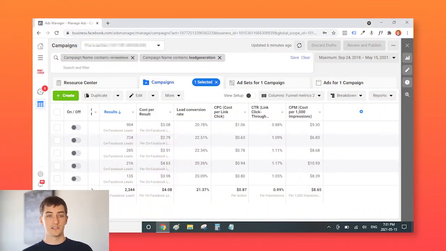Okay, so let's take a look at some examples from inside my ad manager. This first example is from a real estate developer client, and these are different lead form or lead generation campaigns that we ran throughout 2020.